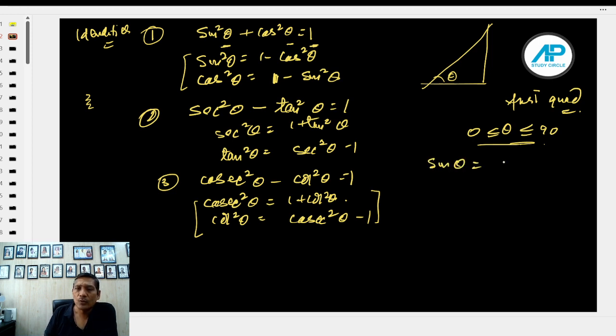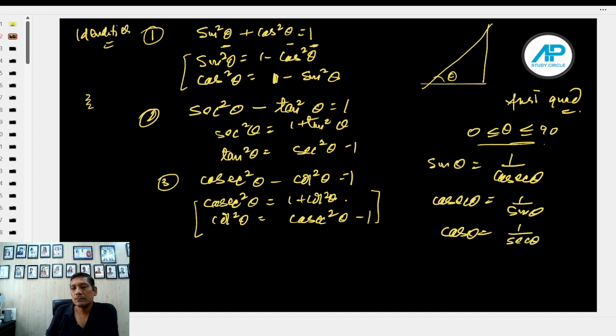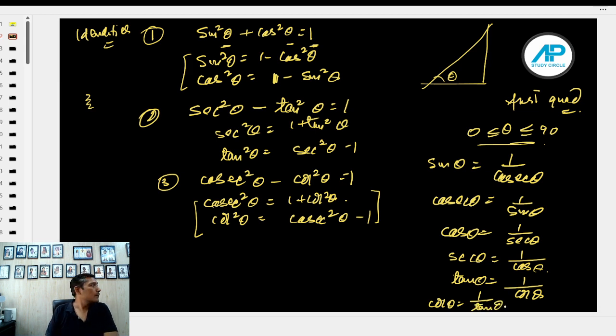I can replace sine theta with 1 upon cosec theta, or cosec theta with 1 upon sine theta, cos theta with 1 upon sec, sec with 1 upon cos. Please remember these formulas as well.